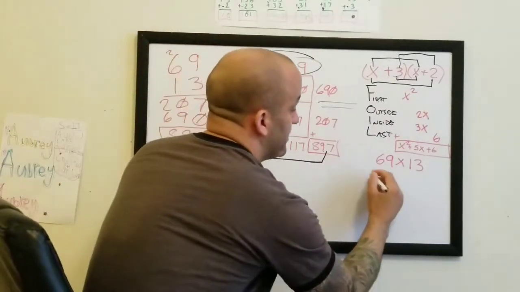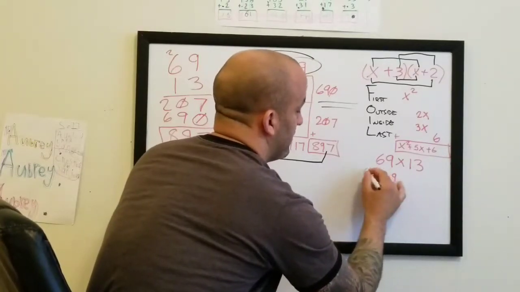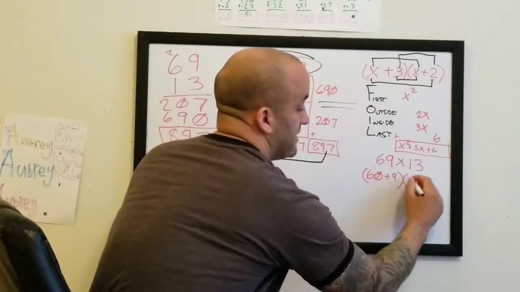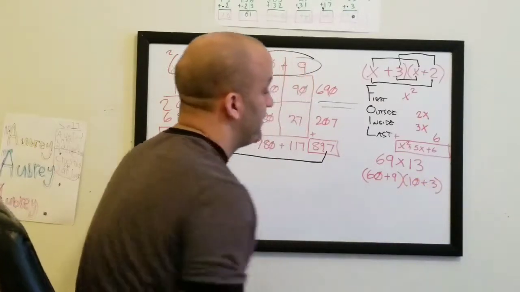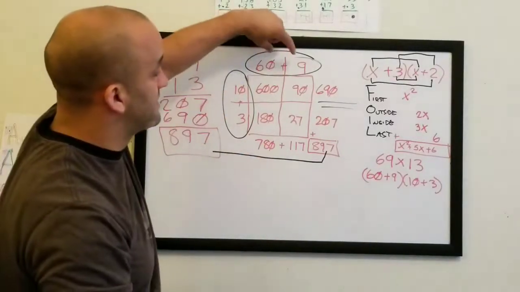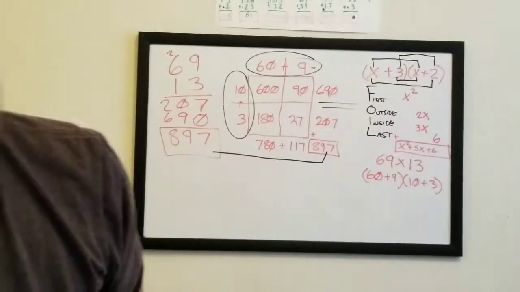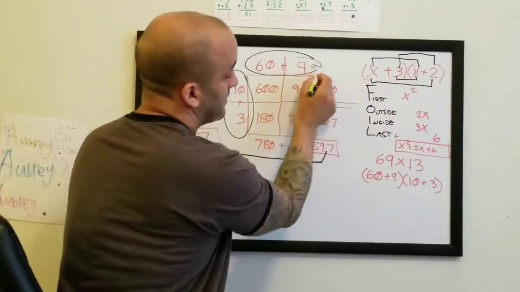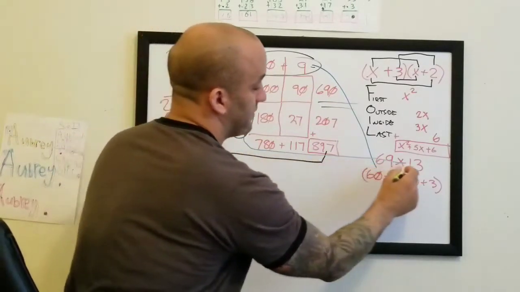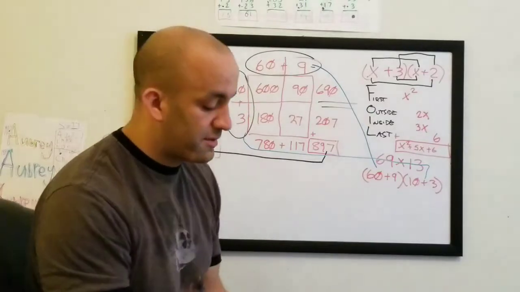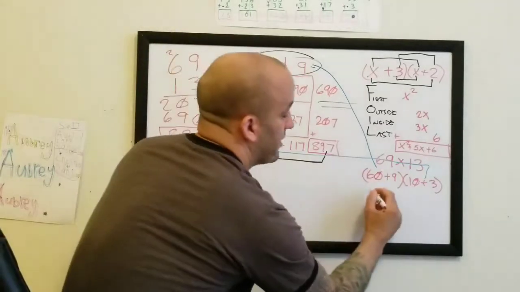So we can now write 60 plus 9, 10 plus 3, which is nothing more than taking the 60 plus 9, right? We got this here. This is a different color. We've got this box here. And then we've got this addition here. I probably shouldn't have done that, but whatever. So let's now take a look at how we FOIL this.